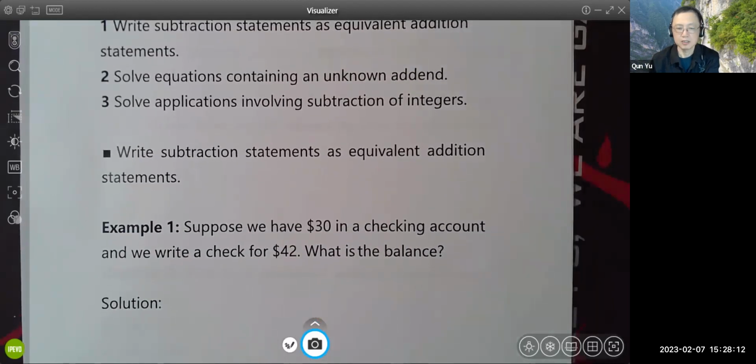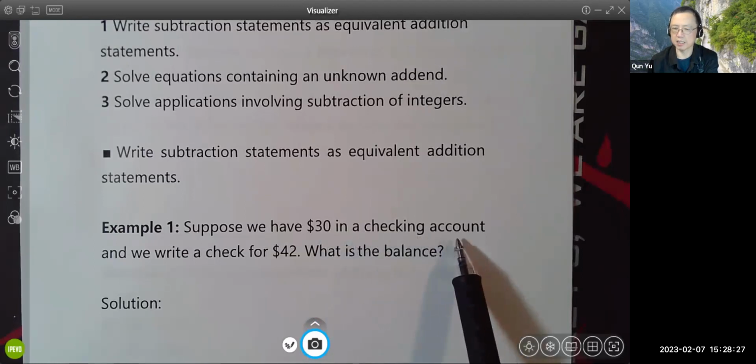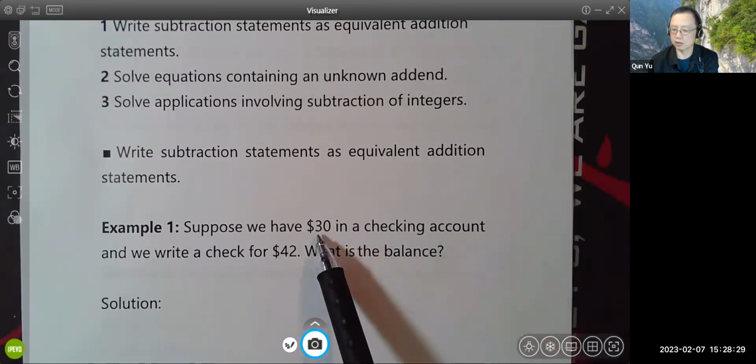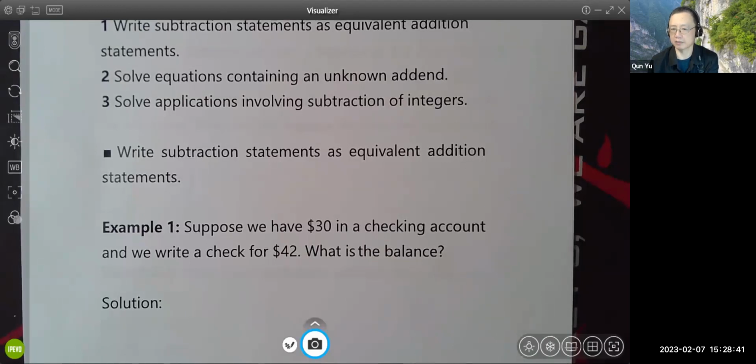Suppose we have $30 in the checking account and we write a check for $42. What is the balance? So $30 is your current balance in the checking account. That's your credit, that's your money. It's going to be a positive number. It's different than a balance on your credit card statement. That would be a debt, that would be a negative number.